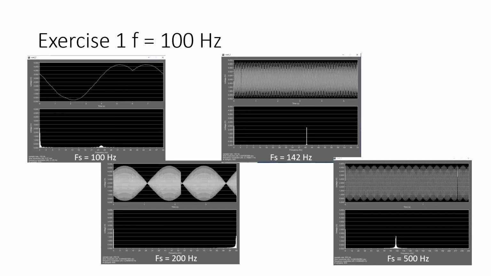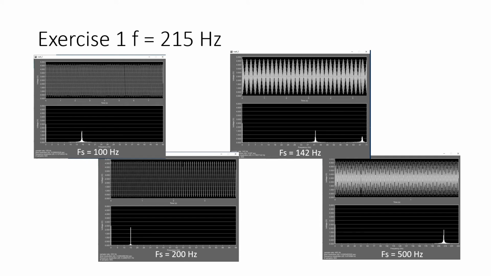The next frequency is 100 Hz sampled at the various sampling frequencies. The bottom two higher sampling frequencies do not experience aliasing, while the top two do because their Nyquist frequency is below 100 Hz.